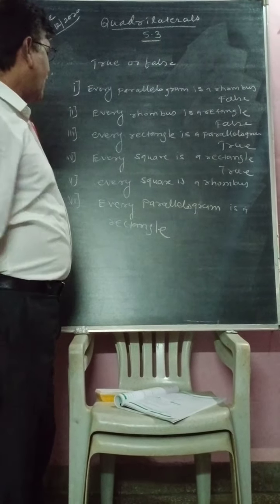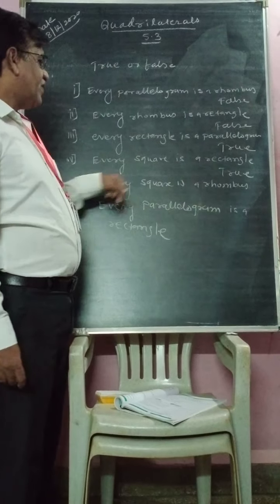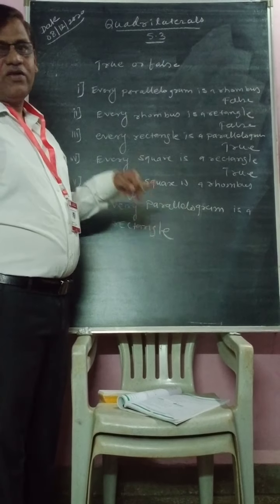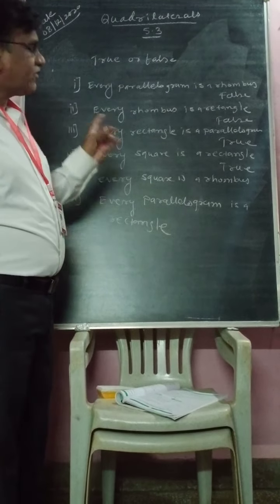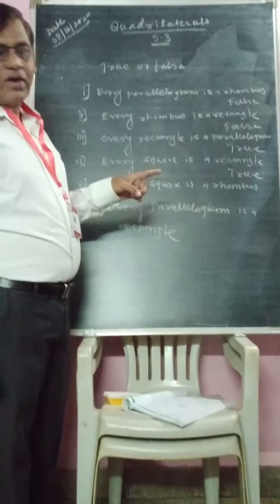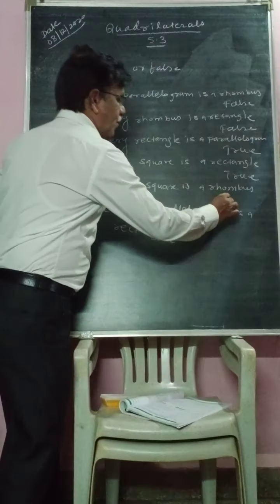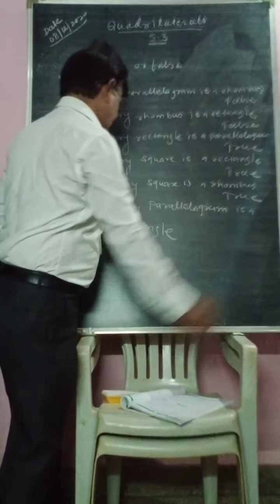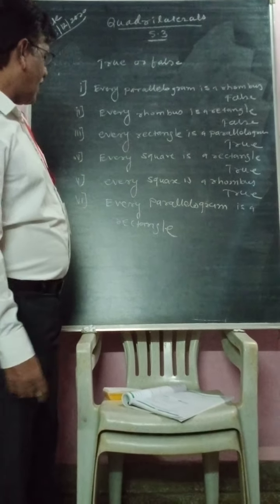Now third, every square is a rhombus. Every square is a rhombus. Yes, because in a rhombus all the sides are equal and in a square also all the sides are equal. Okay, so it is also true. Now last one, every parallelogram is a rectangle.